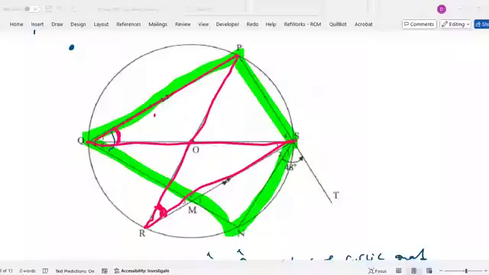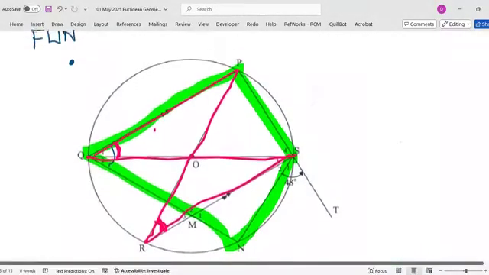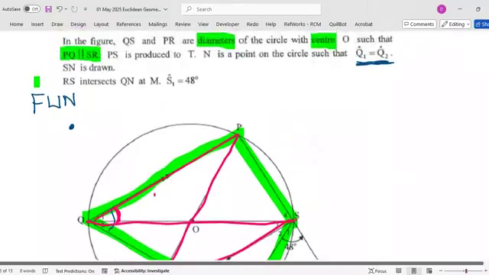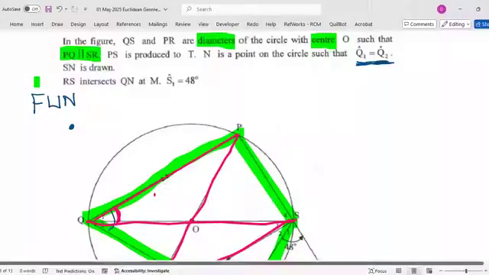The question that we were doing yesterday, whereby we're given in the figure QS and PR are the diameters of the circle with center O, such that PQ is parallel to SR, and then PS is produced to T.